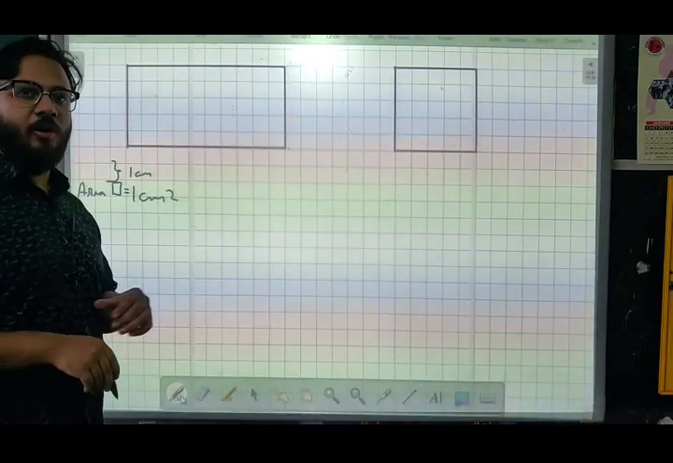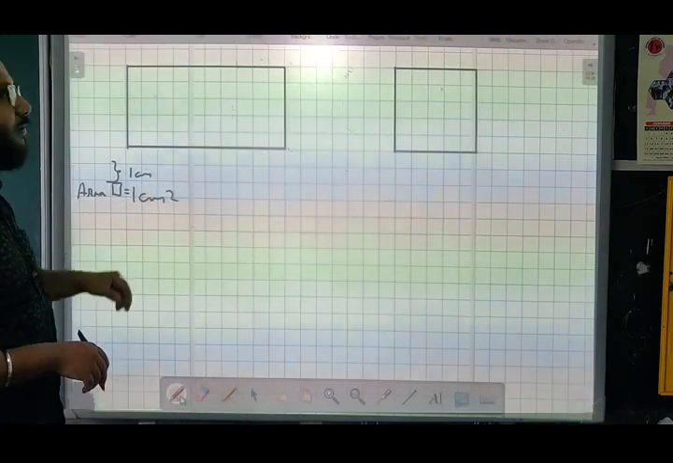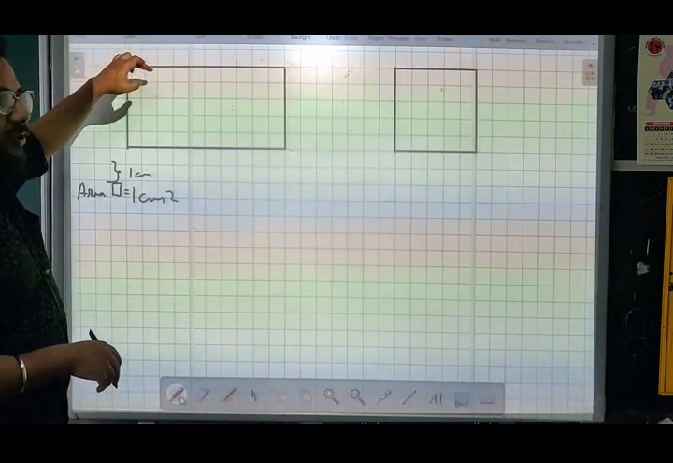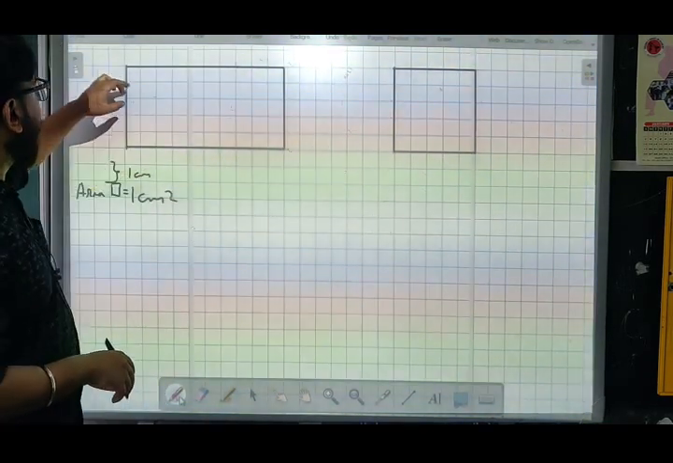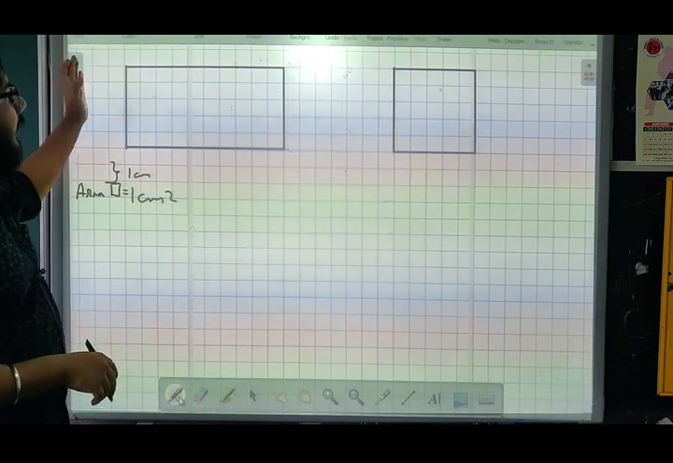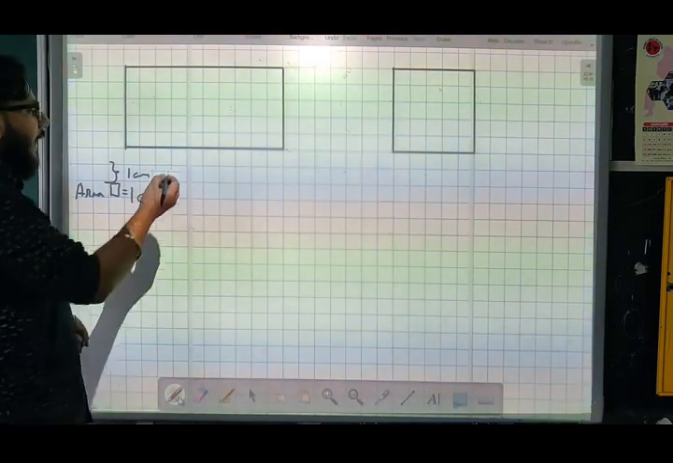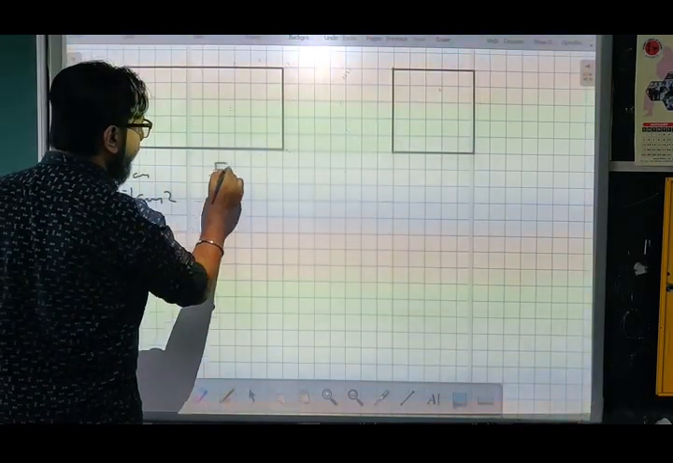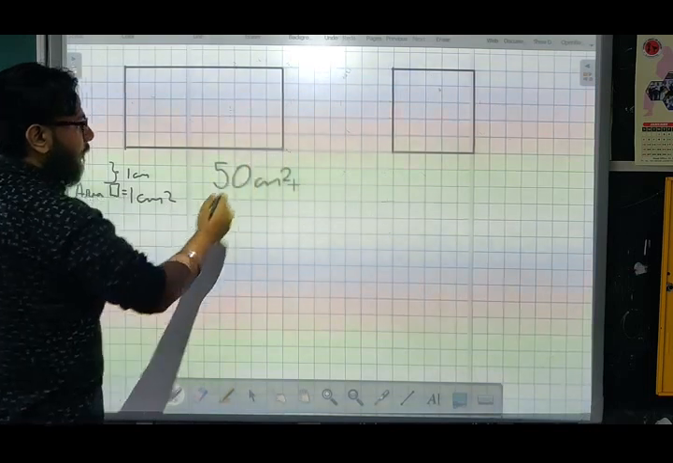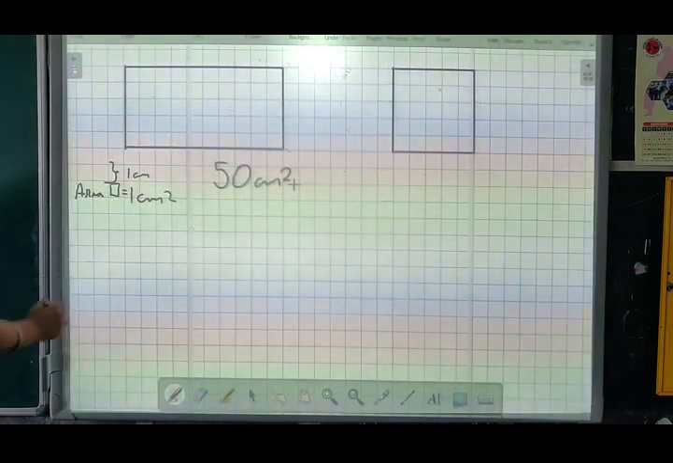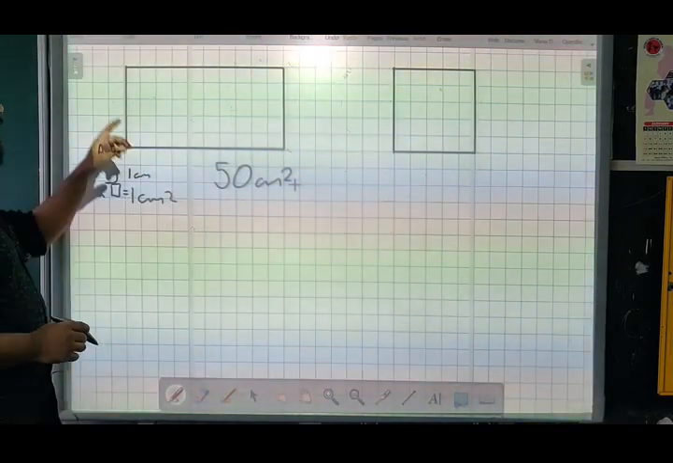For calculating the area of a rectangle by using a graph, it's very simple. We just count how many boxes there are. So 1, 2, 3, 4, 5, 6, 7, 8, 9, 10. 10 boxes out there, and 1, 2, 3, 4, 5. When you multiply 10 by 5, you get 50, and the area of this rectangle is going to be 50 centimeter square. Why? Because the area of each box is 1 centimeter square. That's why the area of the rectangle will be 50 centimeters square. How do we get 50? By counting the number of boxes.